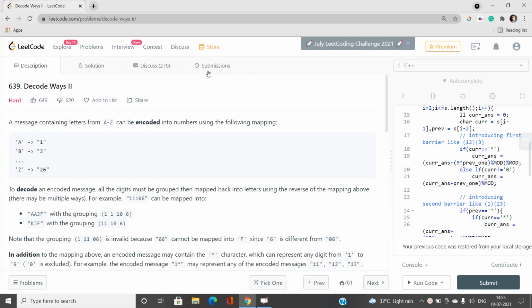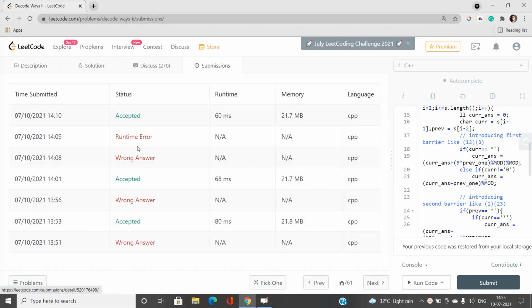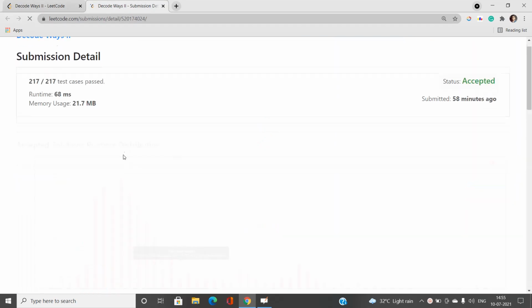Okay, so I think I should show the submission, and this is a good one, and I have also optimized the space in this case. So let's talk about this.